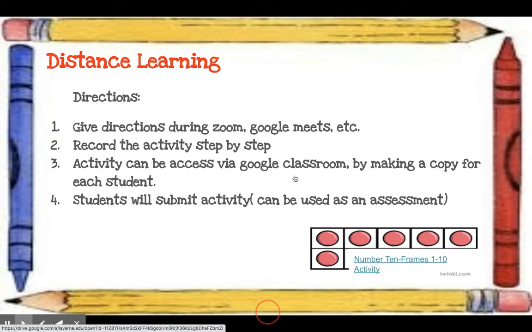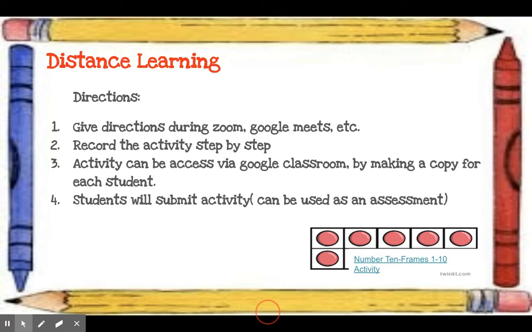For distance learning, it's called the number 10 frames 1 through 10 activity, and this one is digital. I'll show you how to do that. First, you give the directions during Zoom, Google Meet, etc. Record the activity step by step, that way the kids have it for reference, and the parents too, so they could help their kids. This activity needs to be accessed through Google Classroom.